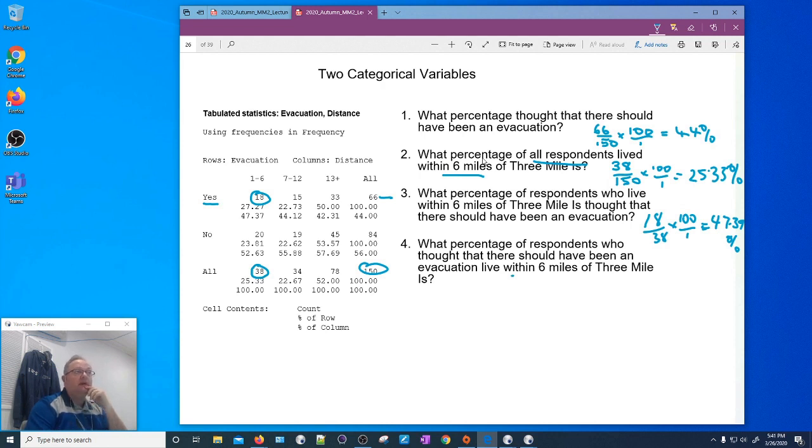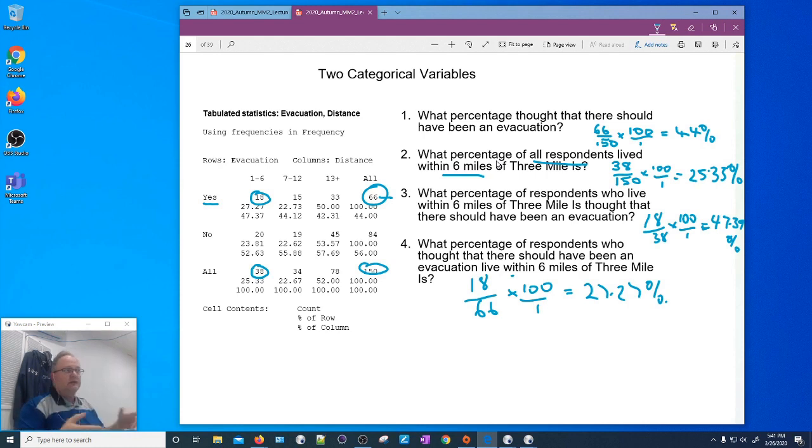Of all of those that said yes, what percentage of respondents thought that there should have been an evacuation? Well, there were 66 respondents who said there should have been an evacuation, and of those, 18 live within 6, so it's 18 of 66. So again, picking your data and making it fit is tricky, so you have to be careful with those. 27.27%. Right, so you can see that's a simple example, but it highlights what's going on with your language and interpretation of data. So that's what this early part is all about.